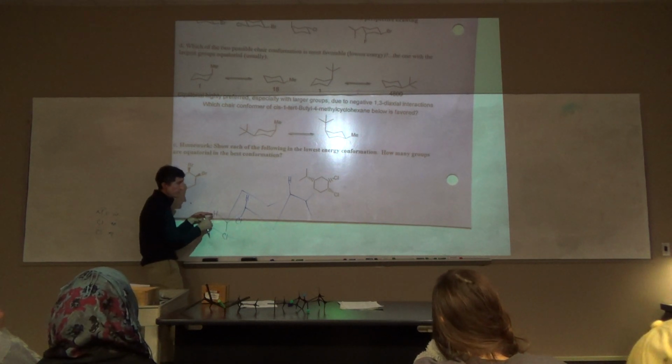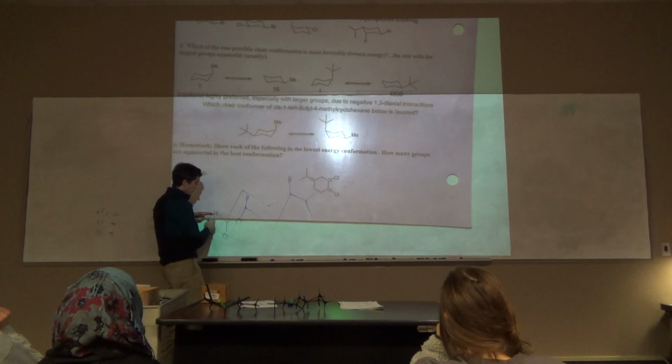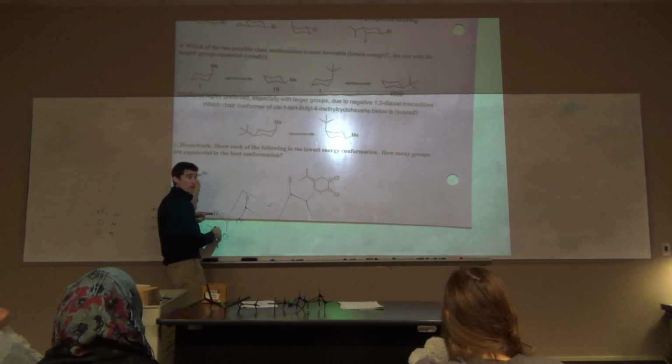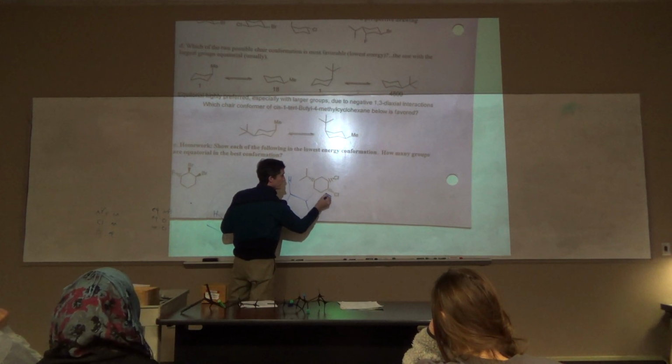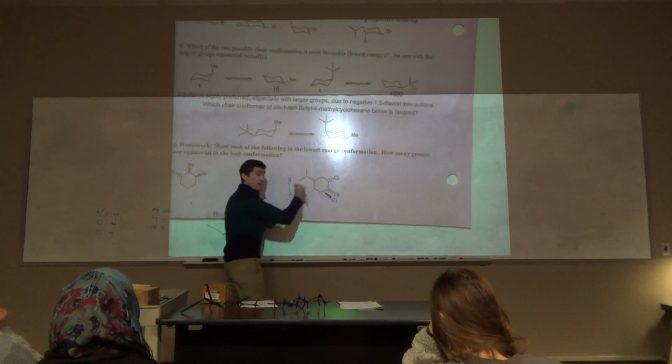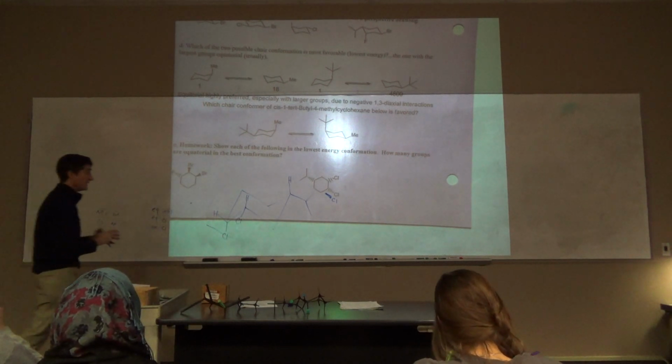If that chlorine was there, how would we need to change our perspective drawing? The furthest chlorine would need to be trans. So if this was instead bolded, that compound, you could have all 3 equatorial. That'd be really good. But we don't have that compound.